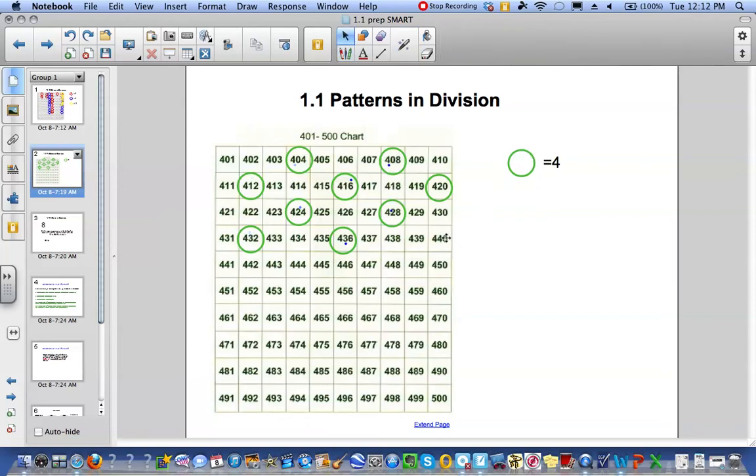If you look at 440, you take the last two digits, which is 40. 4 goes into 40, so 4 goes into 440. Math is all about patterns, so the divisibility rule for 4 is that if 4 goes into the last two digits of a number, it goes into the whole number.